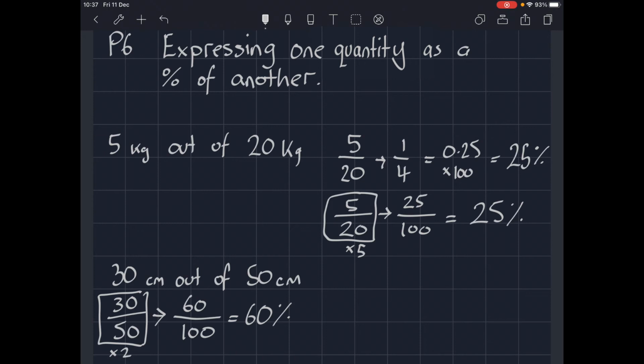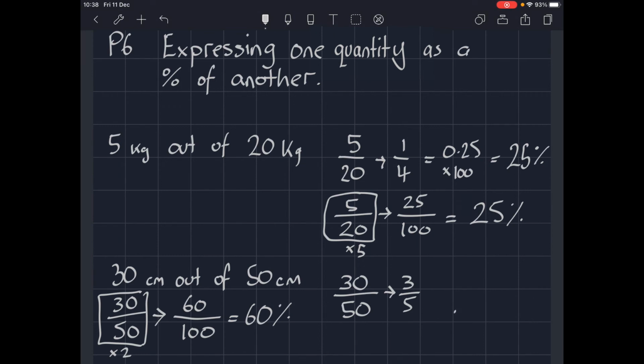Now, sometimes it might not work out so easily. So let's have a practice at the other way. So 30 divided by 50. And I'm going to cancel this down to 3 over 5. Now, this doesn't look very nice, and certainly not as easy as the other method.